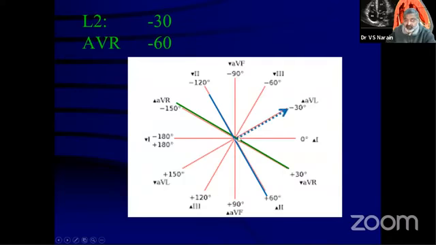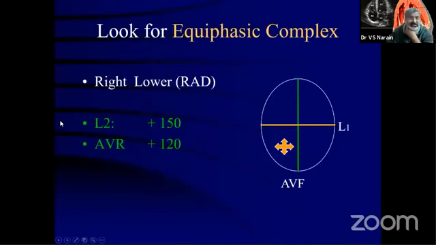And if your equiphasic complex is in lead 2, you are at minus 30, and if it's aVR, then you are at minus 60. So just remember to look at the equiphasic. Now, if lead 1 and aVF have shown that your axis lies in this quadrant, you have to look at lead 2 and aVR.